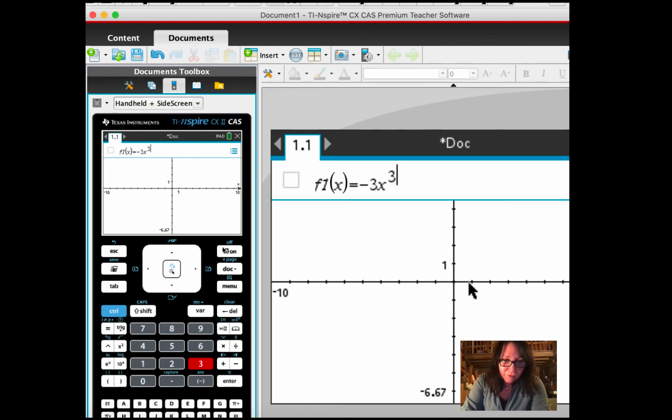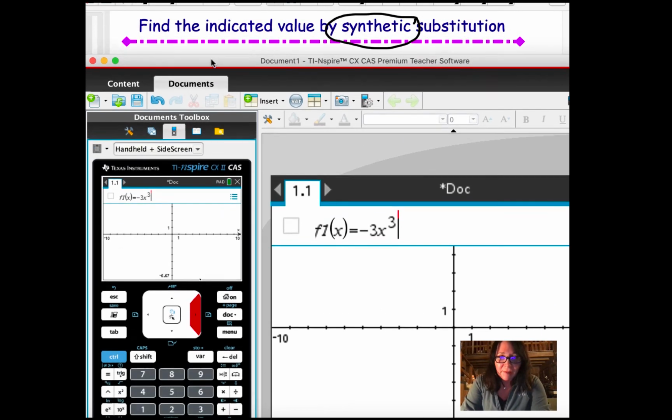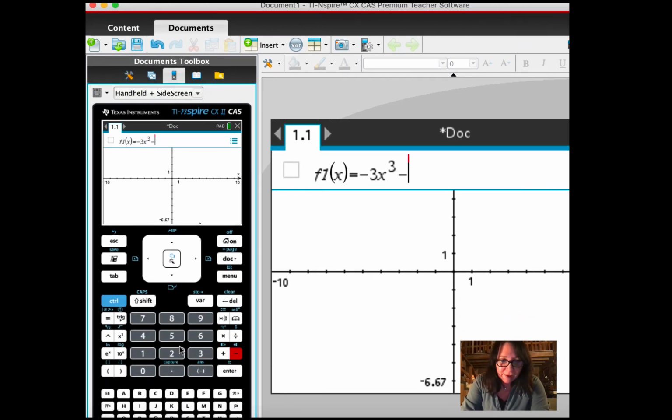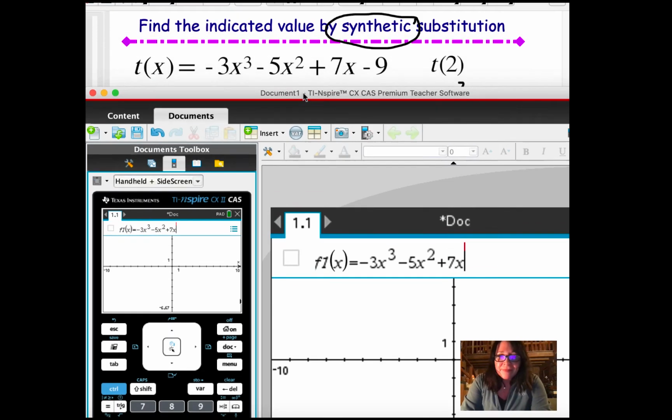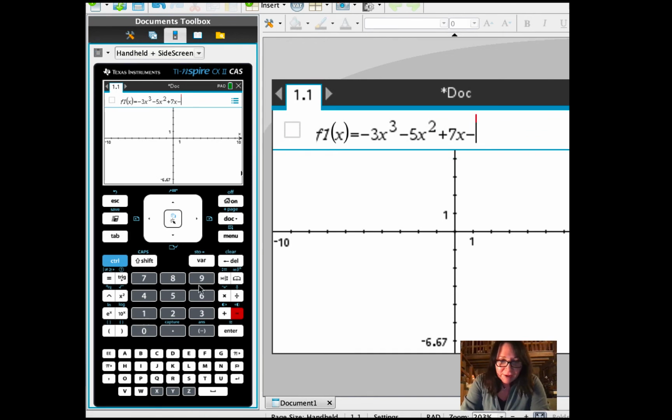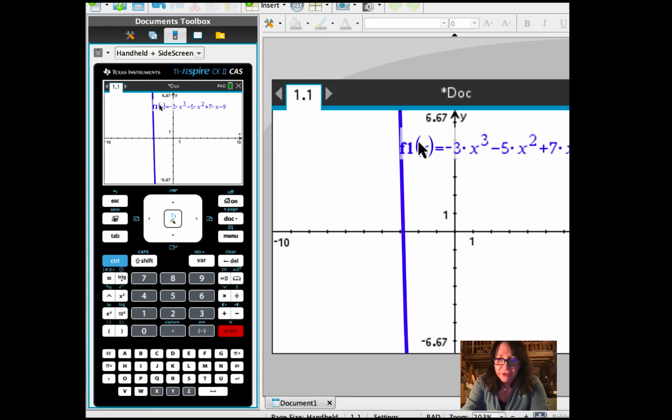But actually, I forgot to move this off of the top. Okay. So then minus 3x cubed. Check. Minus 5x squared. So I'm going to subtract 5x squared. And then I'm going to go plus 7x, and then minus 9. And of course, I want to see what this looks like, right? So I would press enter and see the graph, which I can't see because it's so far away. I would need to shrink it down a little bit, but that's fine. The point of me doing this is to find the table.